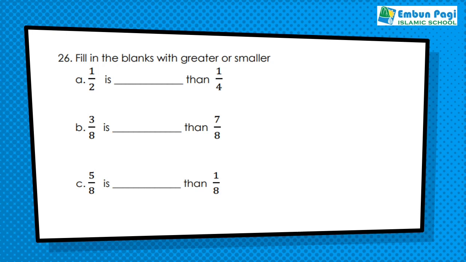So we can answer the question now. Point A. 1/2 is greater than 1/4. Look at the denominator. Point B. 3/8 is smaller than 7/8. Look at the numerator. Point C. 5/8 is greater than 1/8. Look at the numerator. That's it.